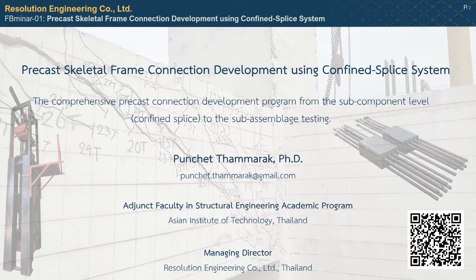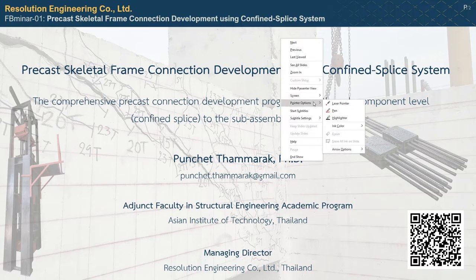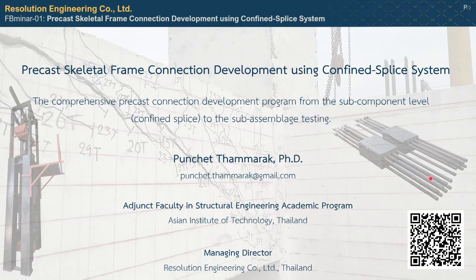This presentation covers the comprehensive precast connection development program, from the sub-component level, which is right here. I have the pointer, so the pointer will be the red dot. This is the subcomponent level, the confined splice. You will learn more about the confined splice a little later. Sub-assemblage testing is about the beam to column connection, column to foundation connections, and so on. That's the structural level.